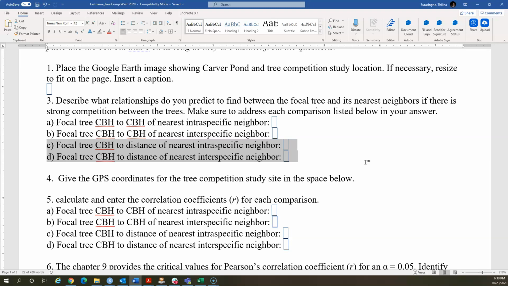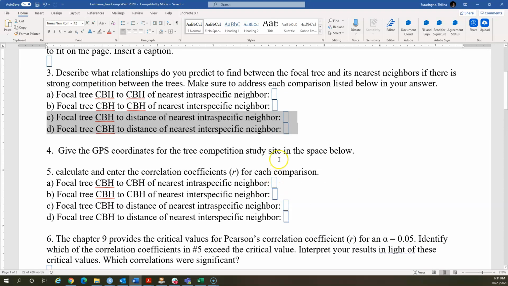What would you expect the circumference of the neighbor to do when the focal tree circumference increases, if there is competition? Apply the same principle and make a prediction for all four of them.